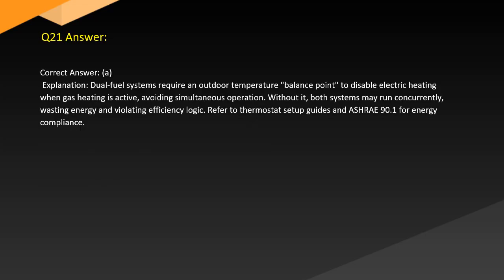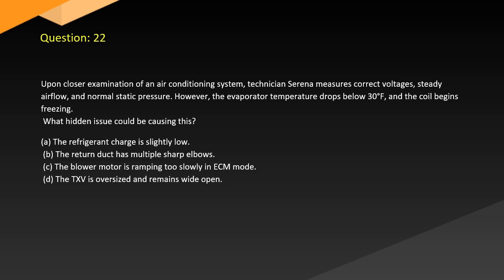Answer. Correct answer: A. Explanation. Dual fuel systems require an outdoor temperature balance point to disable electric heating when gas heating is active, avoiding simultaneous operation. Without it, both systems may run concurrently, wasting energy and violating efficiency logic. Refer to thermostat setup guides and ASHRAE 90.1 for energy compliance. Question 22.